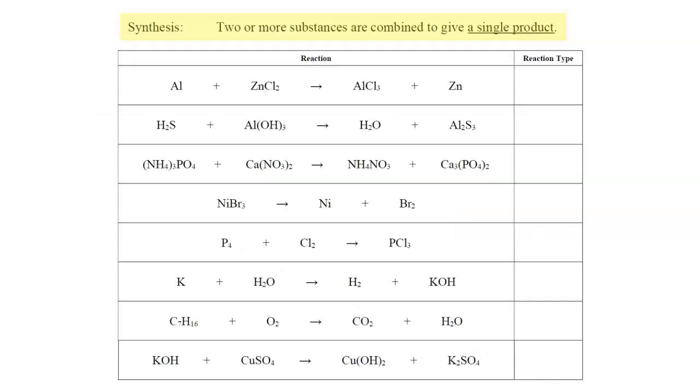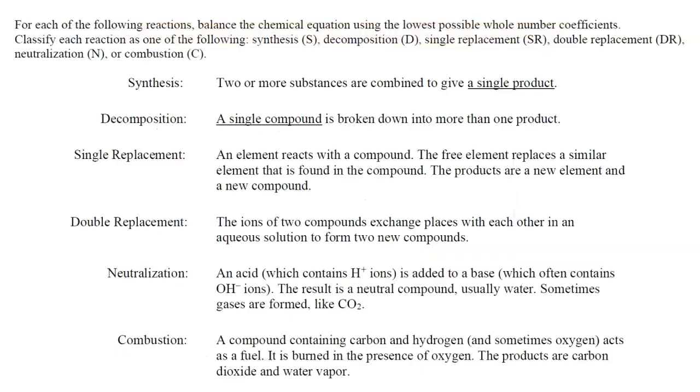And then on this next slide, there's another reaction in which there's only one substance on the right side of the equation, on the product side of the reaction, and that would also be classified with an S for synthesis. Now, the next reaction type after synthesis is decomposition. Now, for a decomposition, a single compound is broken down into more than one product.